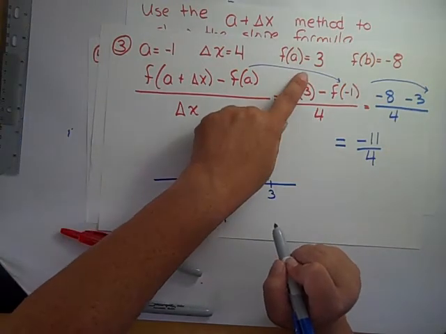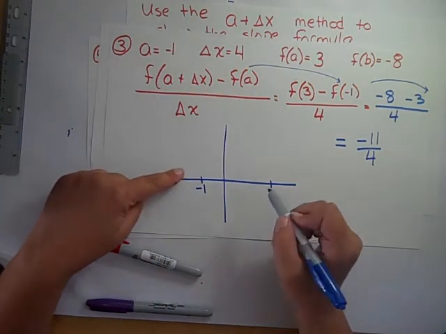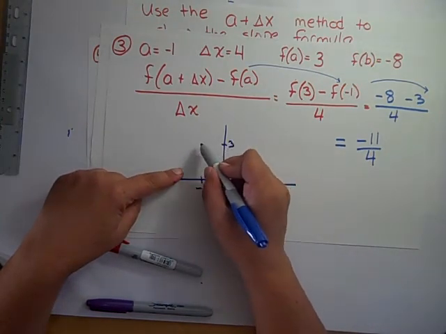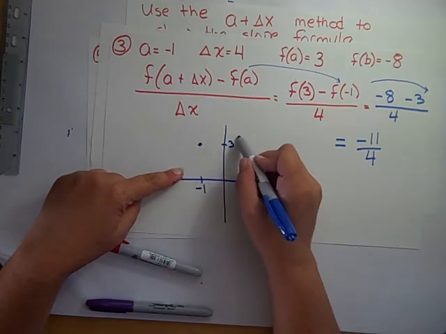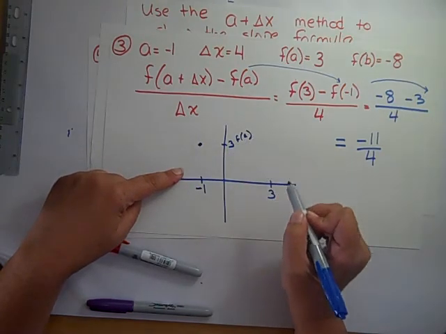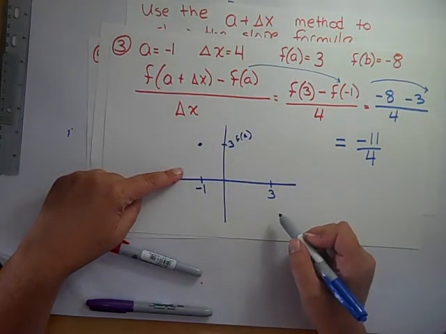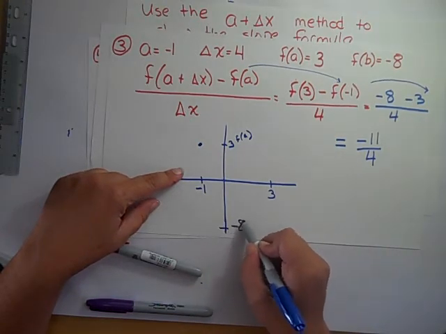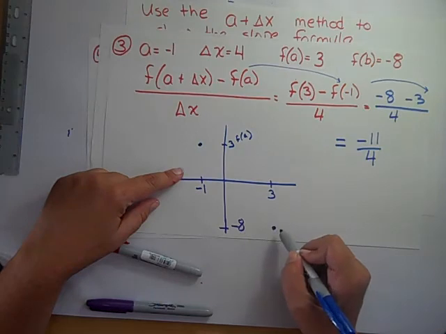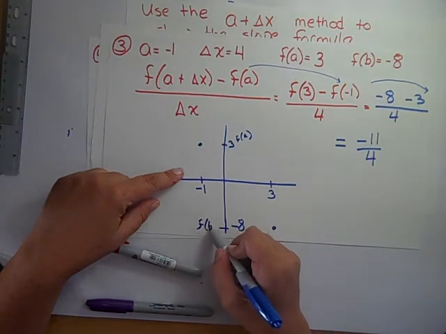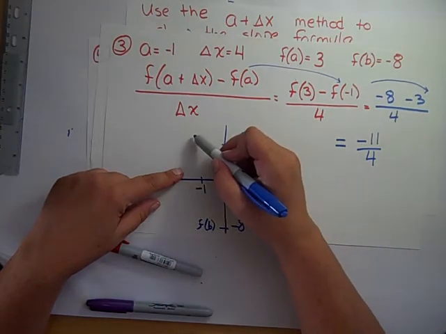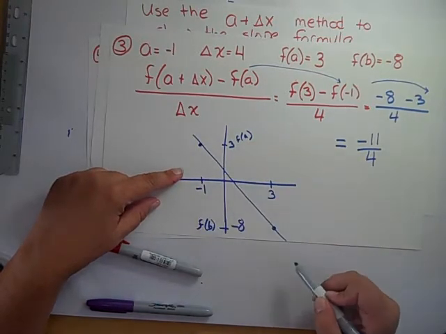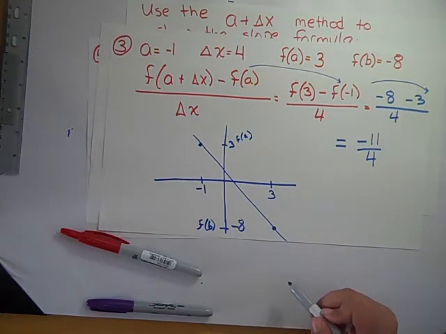And they told us that f of a is 3. So that's f of a. And f of b is -8. Right, so that's f of b, -8. And our slope is -11/4, so we should have a down line. And there we have it.